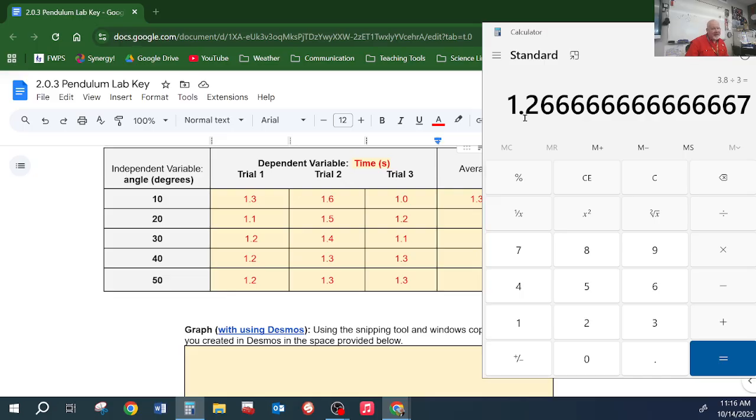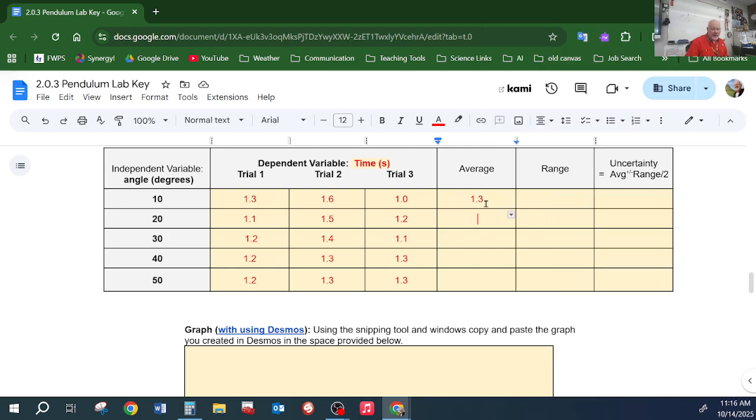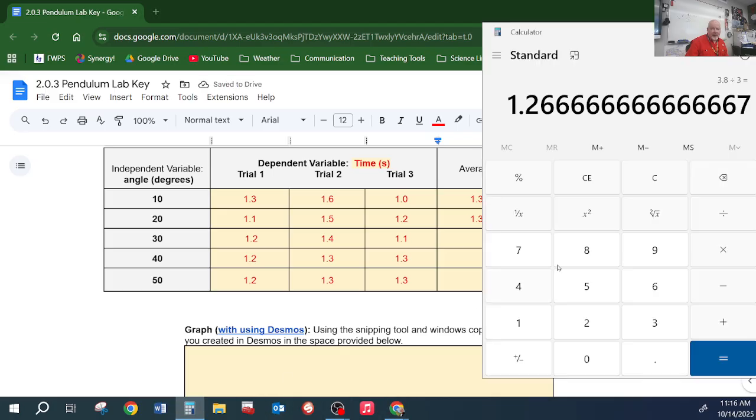Now, I have to round this to the nearest tenth. Any number 5 and greater will get rounded up. Any number less than 5 will be rounded down. So in this case, it's a 6, so I'm going to round this to 1.3 as well. 1.3. All right, bring my calculator back.